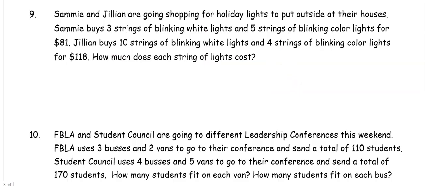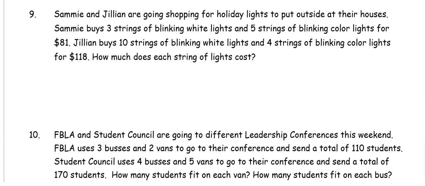9 and 10 are going to be a little different because each sentence is going to give us an equation here. So in number 9, Sammy and Jillian are going shopping for holiday lights to put outside at their houses. Sammy buys 3 strings of blinking white lights and 5 strings of blinking color lights for $81. Jillian buys 10 strings of blinking white lights and 4 strings of blinking color lights for $118. How much does each string of lights cost?